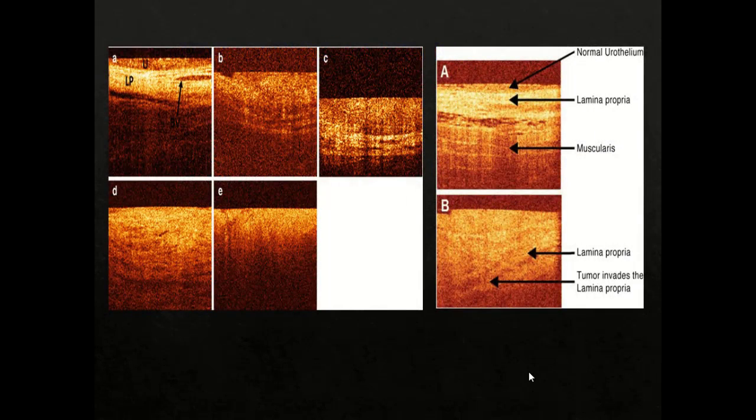These are some images from OCT technology. You can easily appreciate the different layers, from normal urothelium to lamina propria and then muscle. You can easily assess each layer, and then you can assess the tumor if there is any.